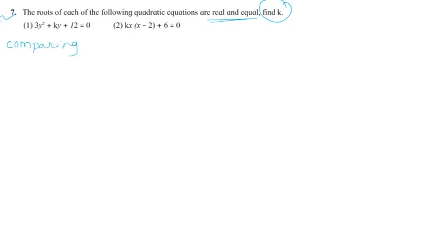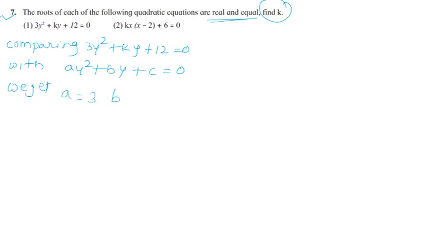Comparing 3y square plus ky plus 12 equal to 0 with general form ay square plus by plus c equal to 0, after comparing, we get a equal to 3, b equal to k, and c equal to 12. Okay. See, condition is given. Which condition? Roots are real and equal. If roots are equal, or if roots are real and equal, then discriminant is 0.